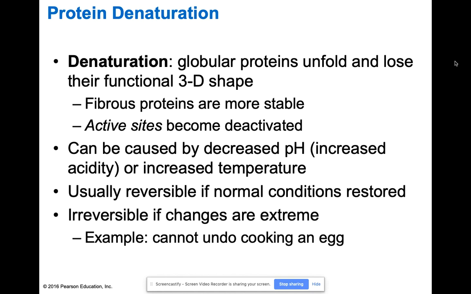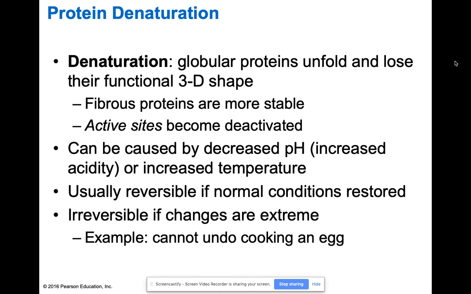So like I said, temperature and pH are going to be huge sensitivity factors for our functional proteins here. Okay, if the damage is done, it can typically be reversed, usually reversible if normal conditions are restored. But the longer that you have something that's out of whack, where the pH is incorrect or the temperature is incorrect, the more damage is done.